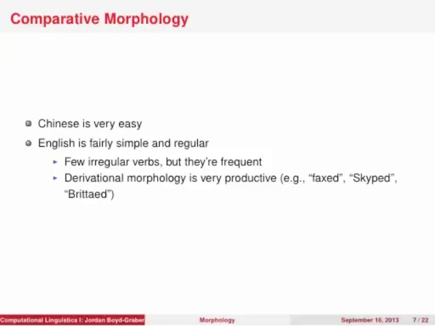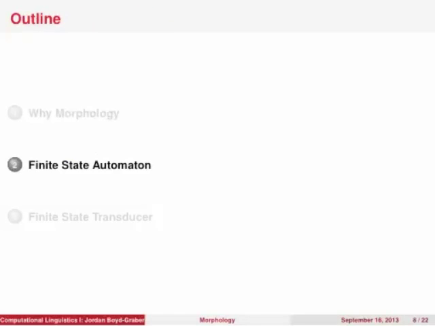English is fairly simple, and oftentimes you can get around not using morphology, but morphology can be productive even in English. So faxed, Skyped, Britted, these are words that have been produced from existing words and thus increase the richness of our language. So how do we deal with morphology in a computational linguistics course?